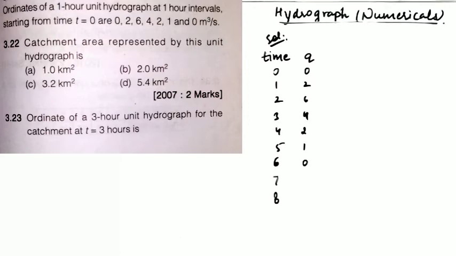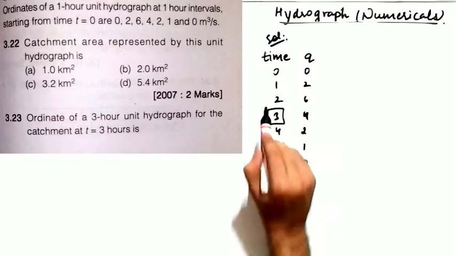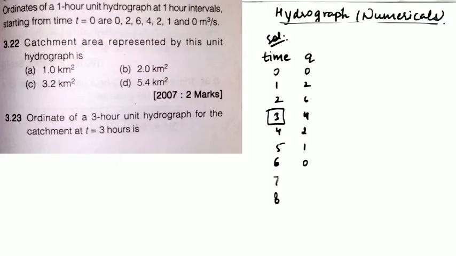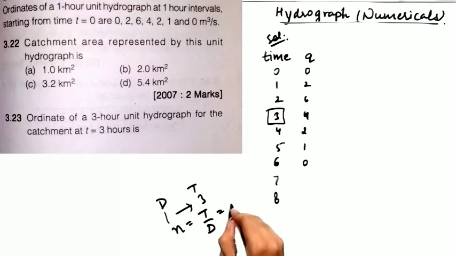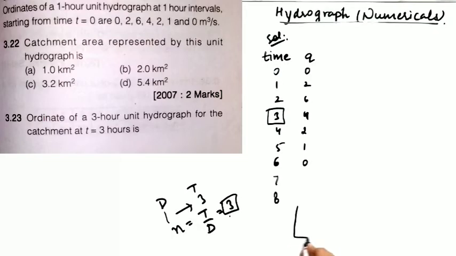The second part says the ordinate of a 3 hour unit hydrograph for the catchment at t equals 3. You are asked to calculate the ordinate. Now you have to convert this 1 hour unit hydrograph to a 3 hour unit hydrograph. So t equals 3 and d equals 1. How many unit hydrographs will you have to superimpose? It will be equal to t divided by d, so equals 3.